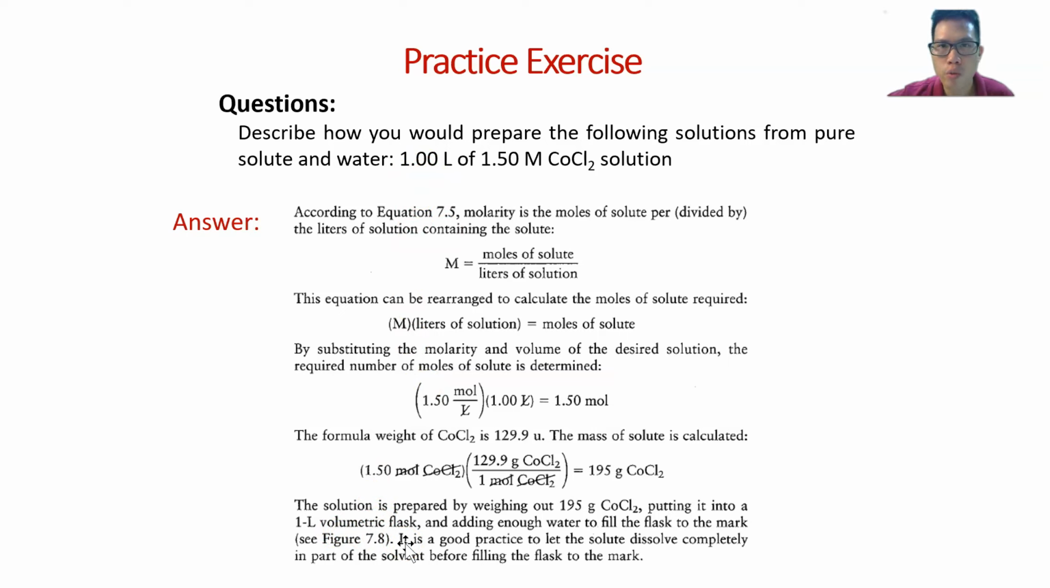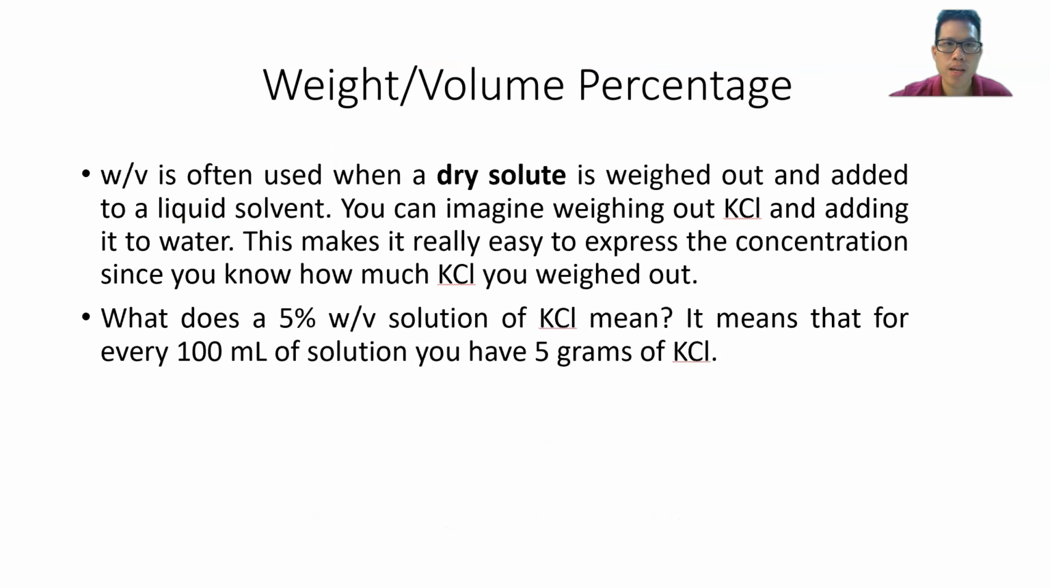The wrong way of doing it, which a lot of people do, is to put these 195 grams of COCl2 directly into 1 liter of water. That is wrong, because you need to remember that the COCl2, especially 195 grams, takes up some volume. If the final volume is 1 liter, you cannot add it into 1 liter of water. You need to take into consideration that COCl2 has volume as well. Make sure you understand that. This one is very important. Make sure you know how to calculate this.